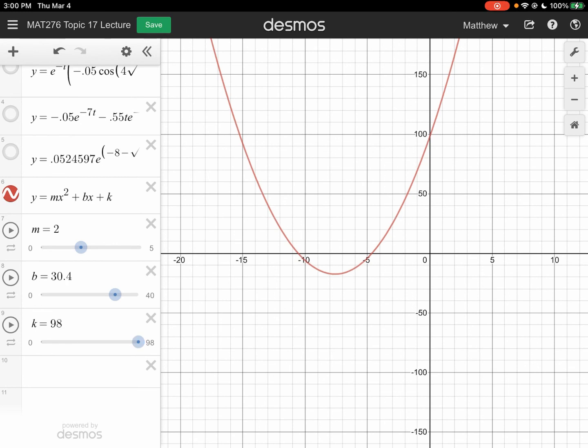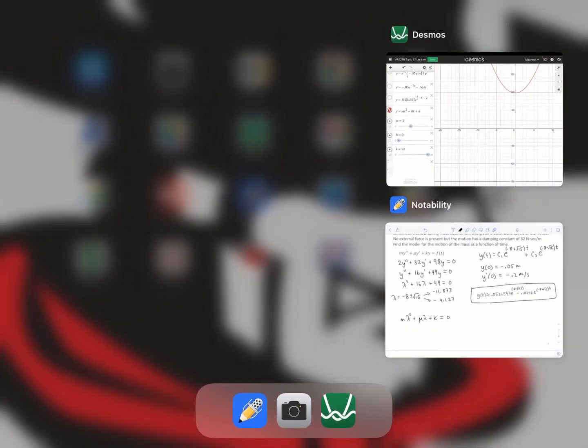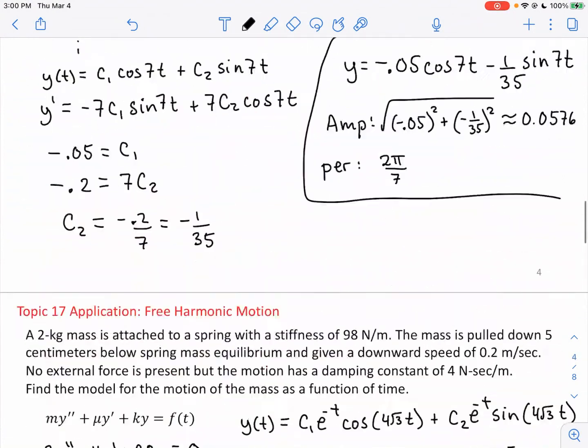Oops, we'll keep that at 98. So anything more than 28 gives us two negative real roots. 28 itself gives us one real root, negative, repeated. Between 28 and 0 gives us two complex roots with a real component. And then b equals 0 gives us two imaginary roots, no real component. And if you look at our work here, you can see that happening.